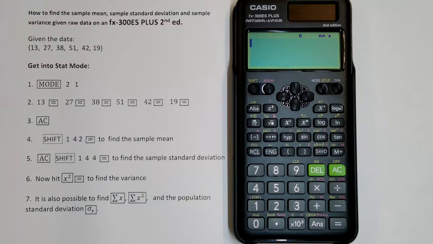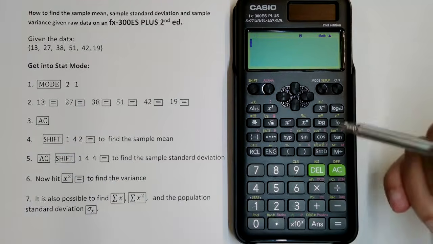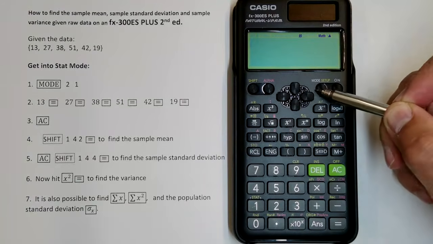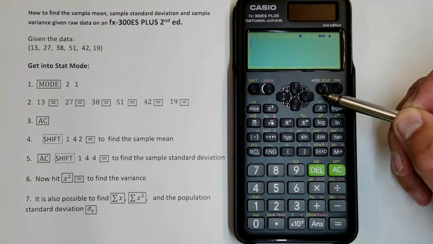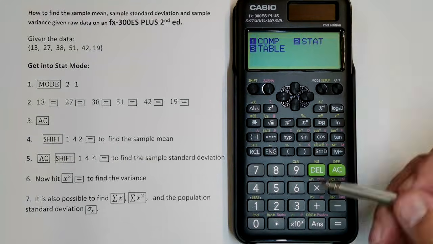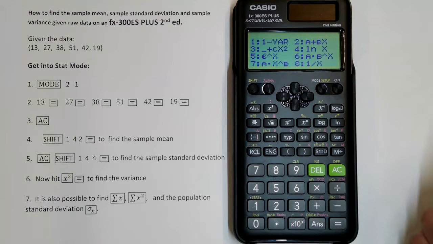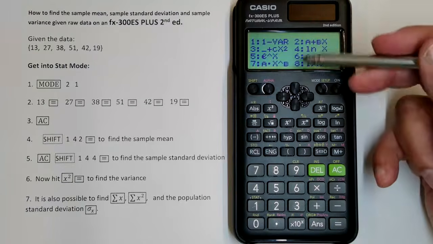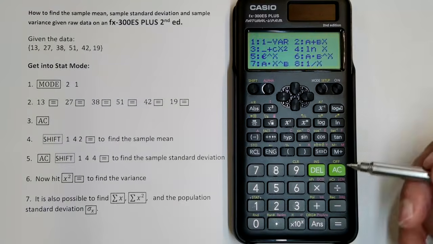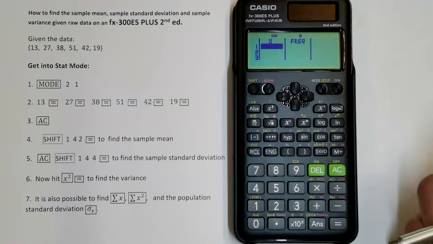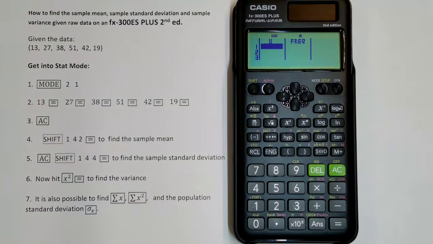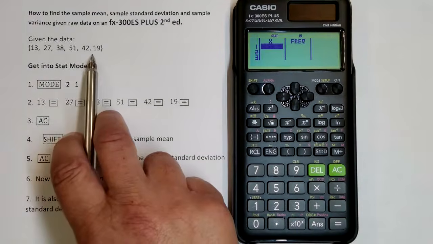In this particular case, we need to get into the stat mode. Right here is a mode button. Most Casios will have a mode button. So we'll hit the mode, and if you take a look at number 2, it says statistics. That's what I want. It gives you a lot of choices, but what we want is one variable: mean, median, mode, etc. So I have one. Let's recall, mode 2 and 1.